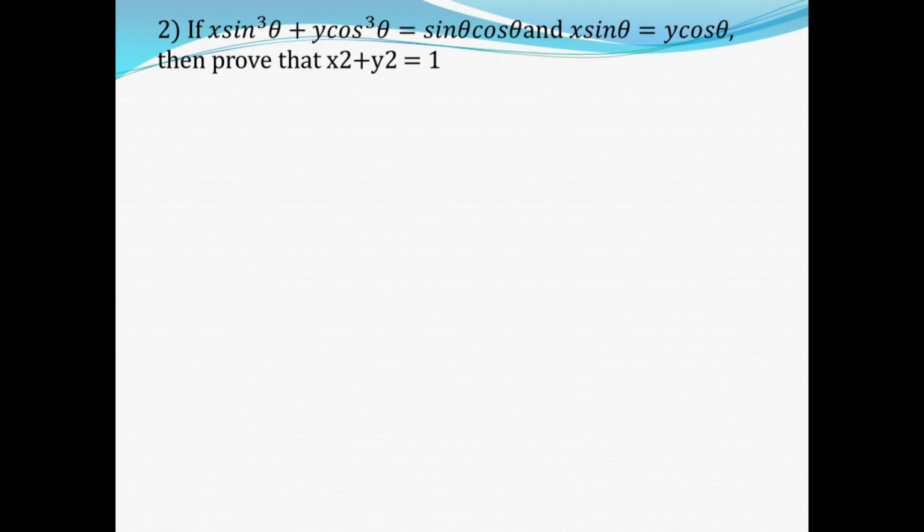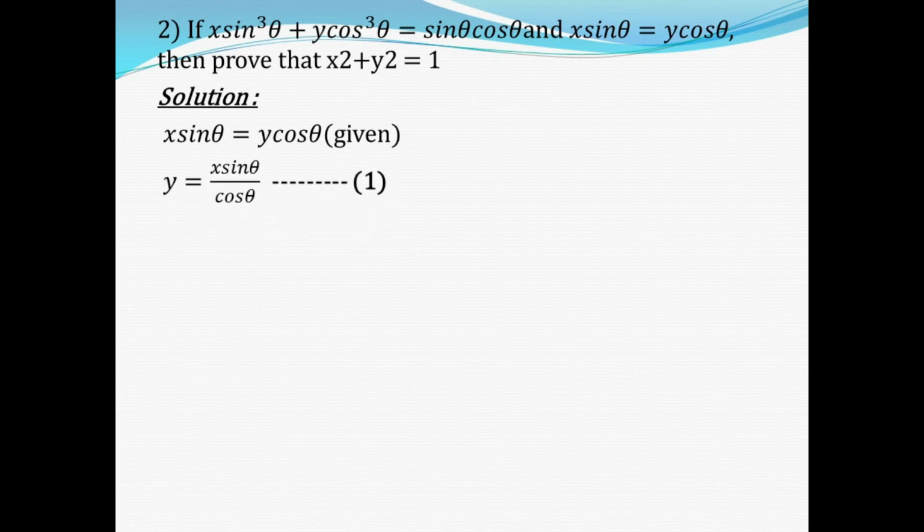Now first, let us take x sin theta is equal to y cos theta. Now, I'm going to find out the value of y. What is y? Take cos theta to the left side. It becomes x sin theta by cos theta is equal to y. So, y is x sin theta divided by cos theta. Let this be equation number 1.